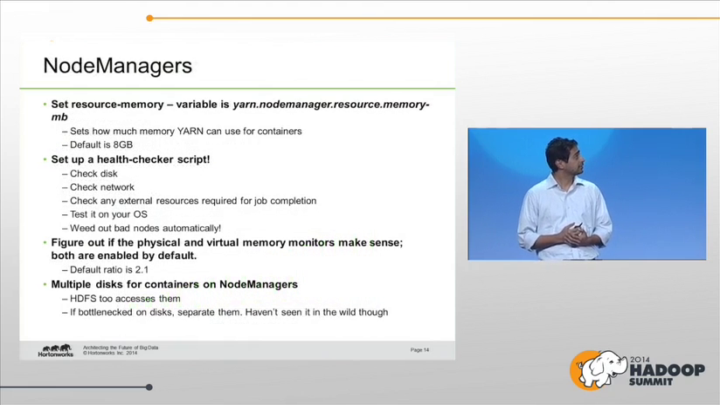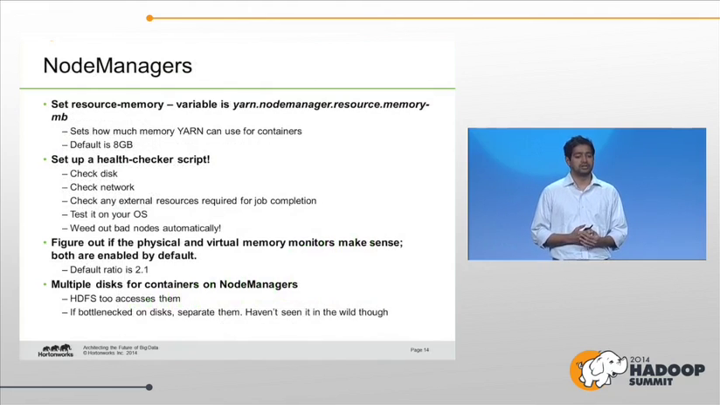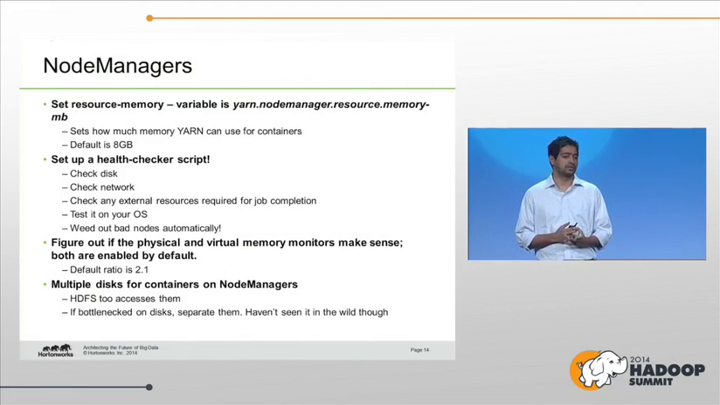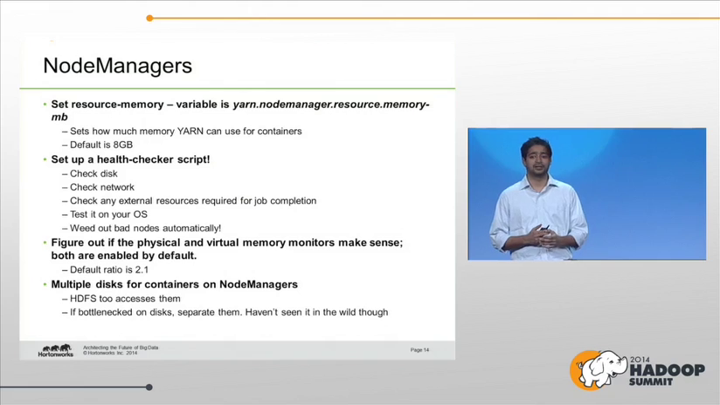For node managers, there is again a variable called NodeManager resource.memory.mb. This sets how much memory Yarn can use for containers. The default, again, is 8 GB. It might not be appropriate for your cluster. The only thing you should be aware of there is don't set it too high, because that can lead to thrashing on the node.